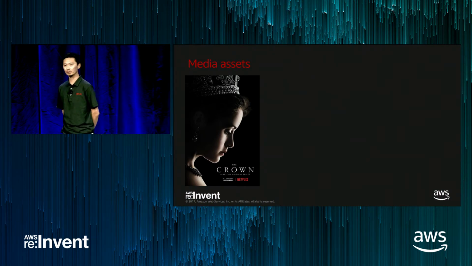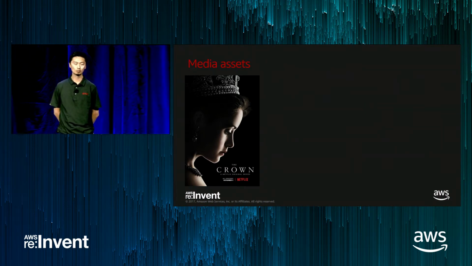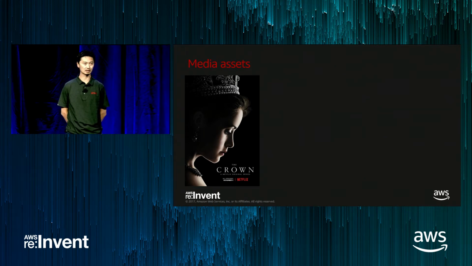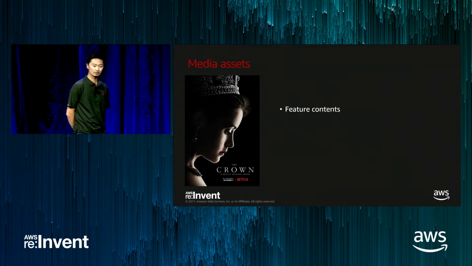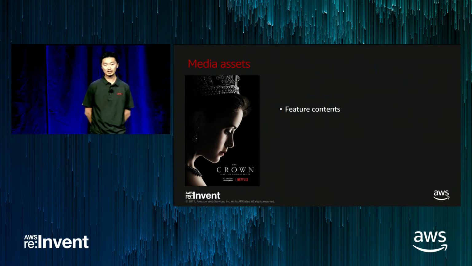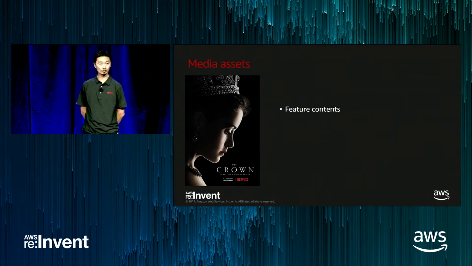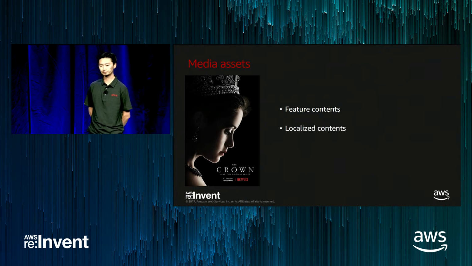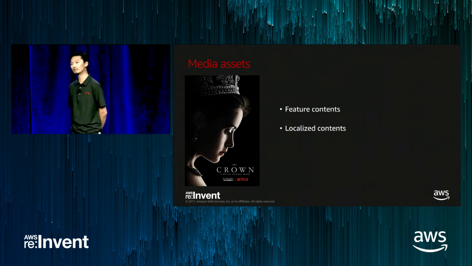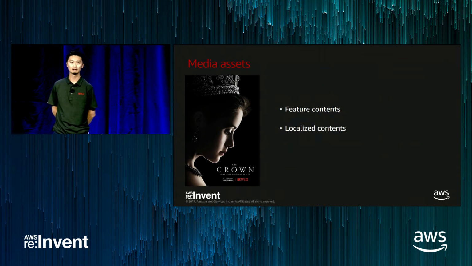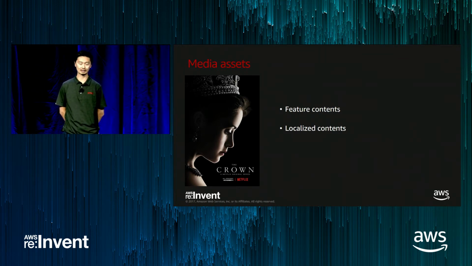First, let's take a look at media assets. We have a lot of high-quality media assets arriving at Netflix from post-production partners. In 2016, when Netflix went global, we increased our global content catalog significantly. Every day we receive a huge number of feature content, that is the movies and TV shows that we love. In addition, we have a lot of localized content. That is our language assets.